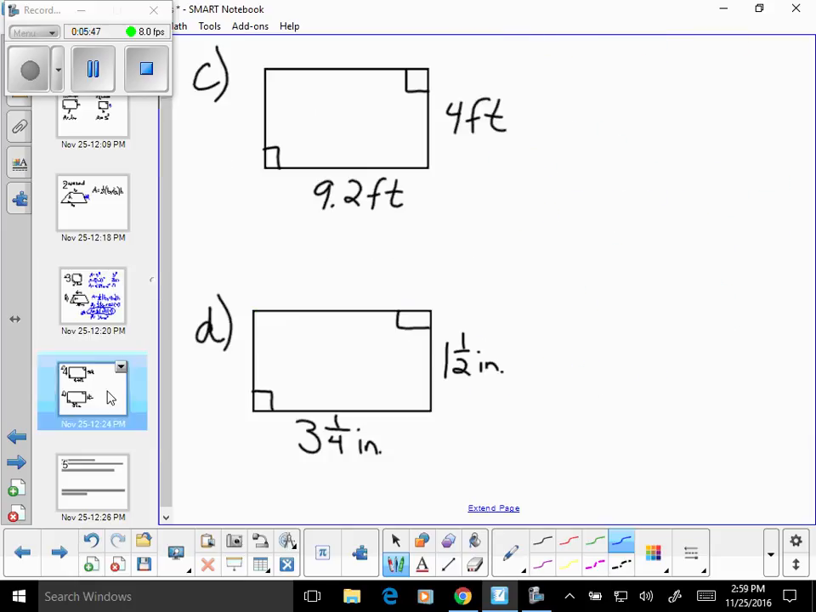C. Ah, yes, the old rectangles. Probably back to 4th grade, right? Okay, area equals length times width. Area is going to be 9.2 times 4.